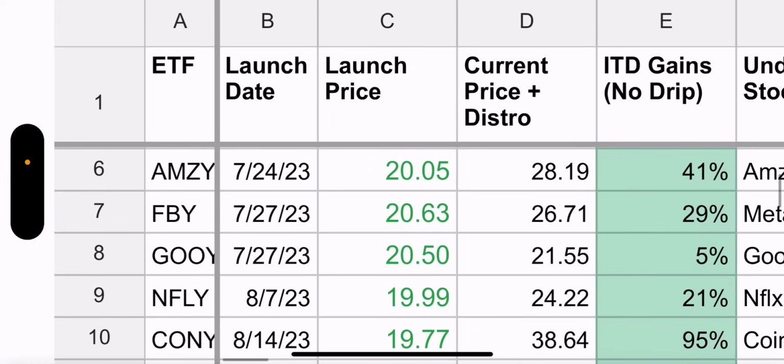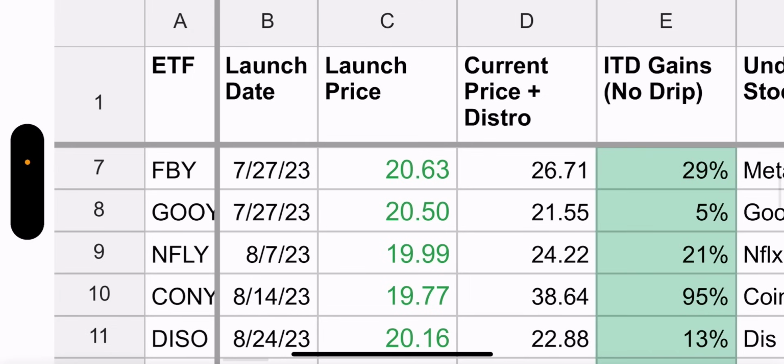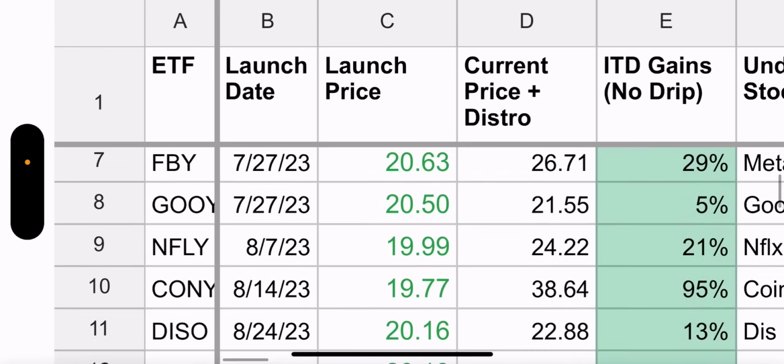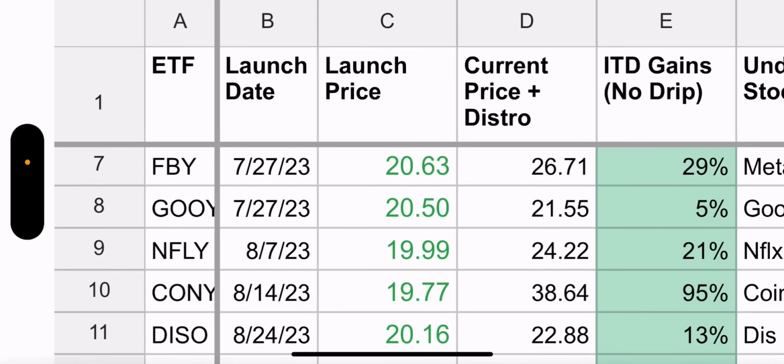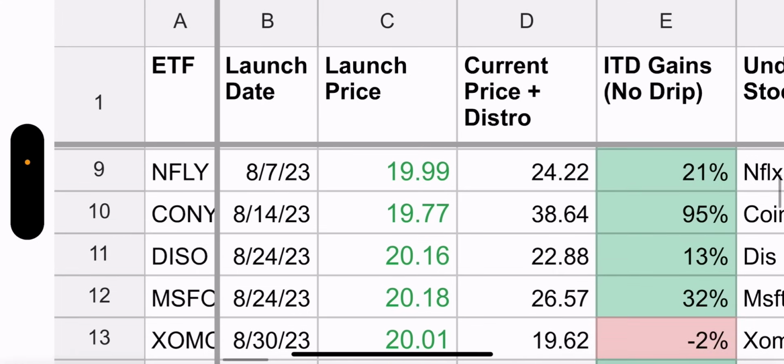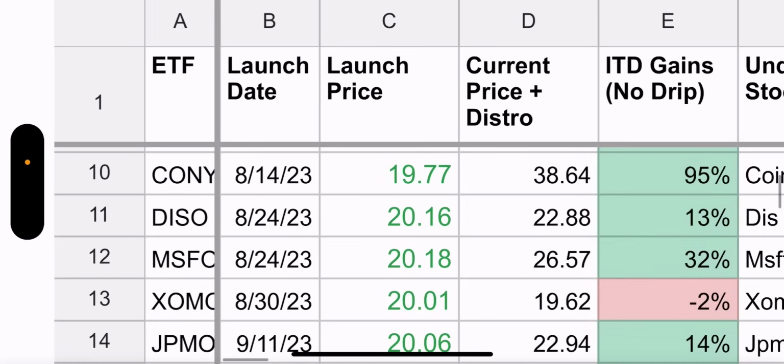All right, AMZ. They're doing well. They're up 41%. Phoebe up 29%. GUI up 5%. GUI is considered one of the worst performers, though, so that's why it's only up 5%. Nephley up 21%. Coney. Again, this is not with drip. You see the comment in column E. No drip, okay? Coney is up 95%.